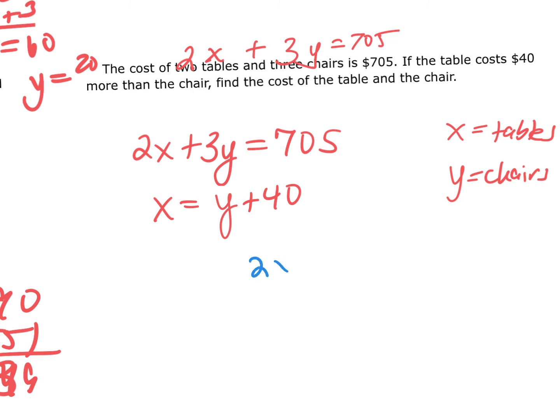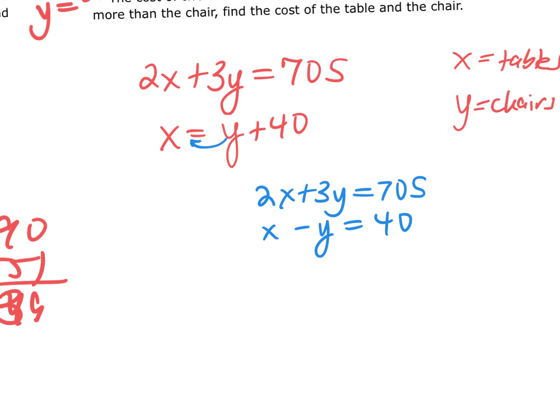Okay, I'm going to keep 2x plus 3y equals 705 just like it is. But I'm going to move this y over here. Everybody okay with that? So I have x minus y equals 40. Are you allowed to do that? Yeah. Some of you just really like elimination better. Do it that way. What would you multiply the bottom equation by?